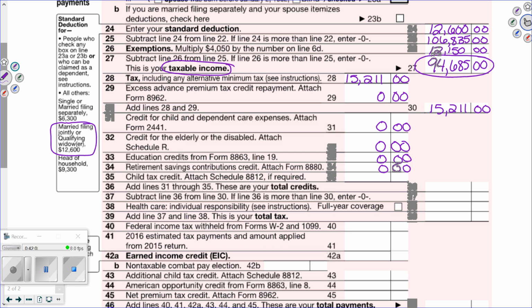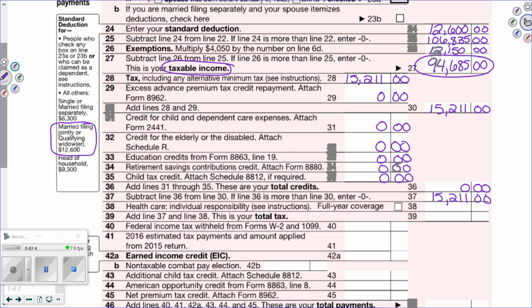Child tax credit. Did we get a Schedule 8812? No. All right. Line 36. Add lines 31 through 35. I think we can add that pretty easily. 0. Line 37. Subtract line 36 from line 30. That's pretty easy. 15,211. I'm subtracting 0 from that.